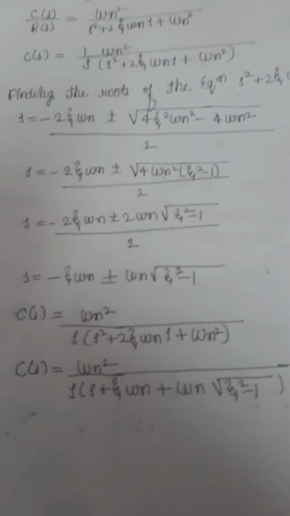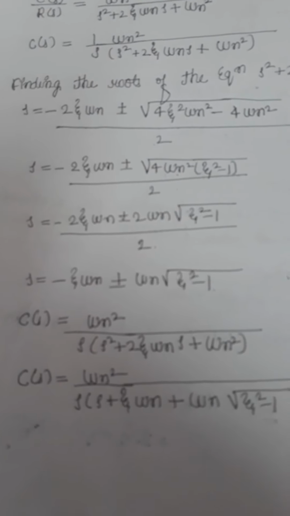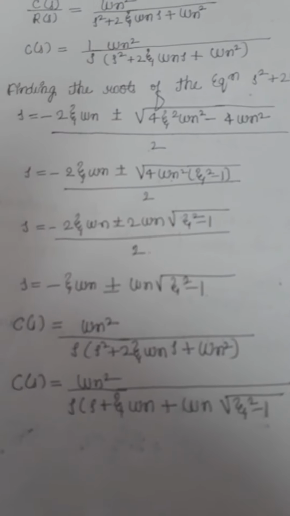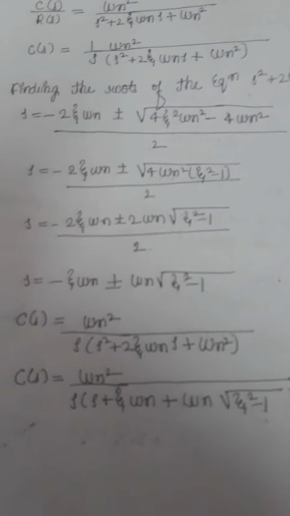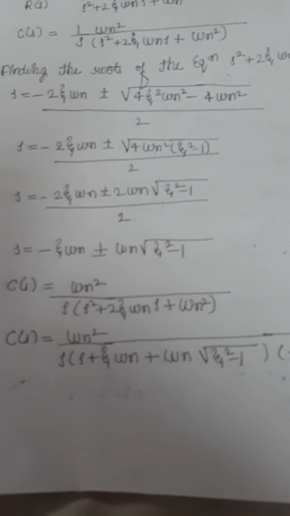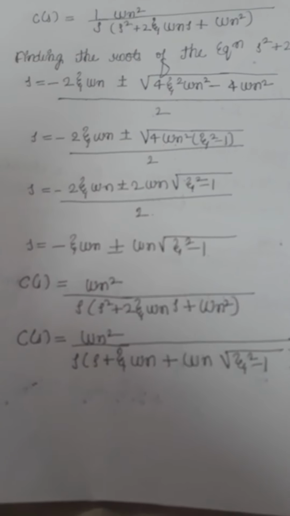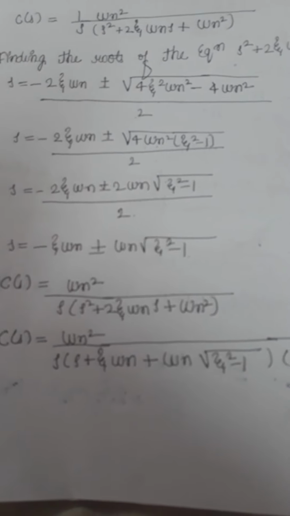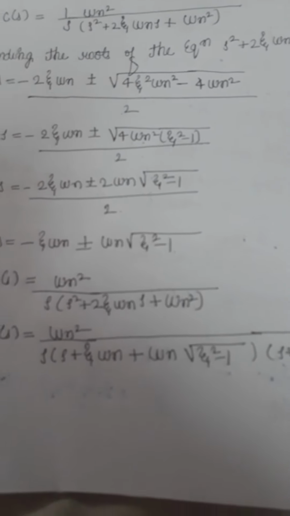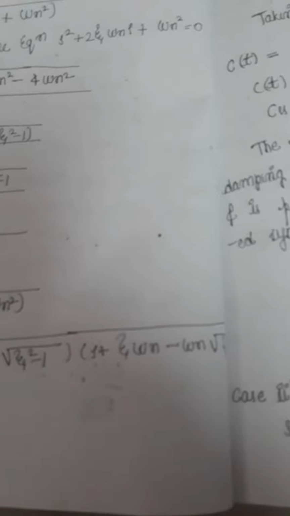So if you find the roots, s is equal to minus zeta omega n plus or minus omega n under root of zeta square minus 1. Plus or minus is there, so 2 roots are there, so I have written in that equation C(s) equal to omega n square divided by s times (s plus zeta omega n plus omega n under root of zeta square minus 1) times (s plus zeta omega n minus omega n under root of zeta square minus 1).